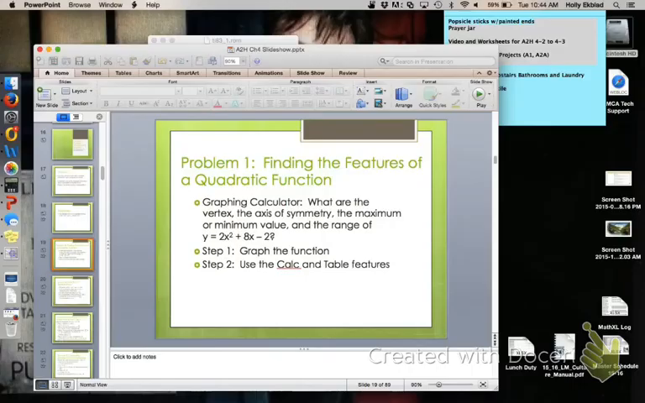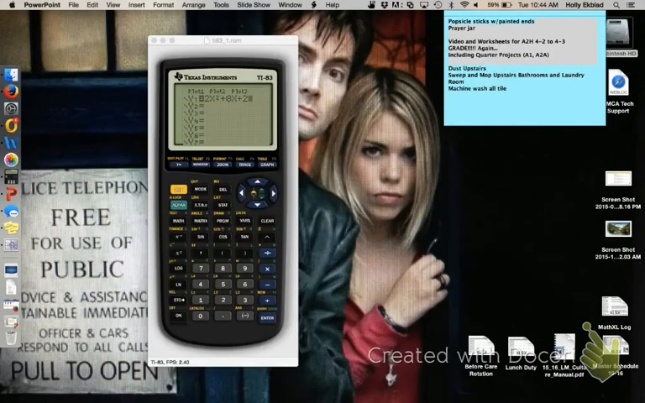Alright, so here I have a graphing calculator. I went ahead and put in the equation 2x squared plus 8x plus 2. I'm going to go ahead and click the graph, and we'll see what it looks like. Okay, so there's our parabola. Now we can look at the table. We can look at different things to kind of give us an idea of what's happening. But let's go ahead and click on calculate.